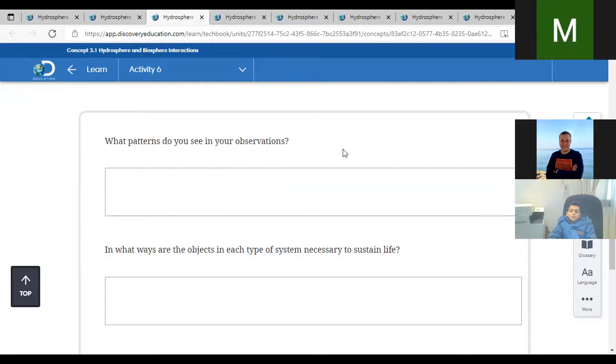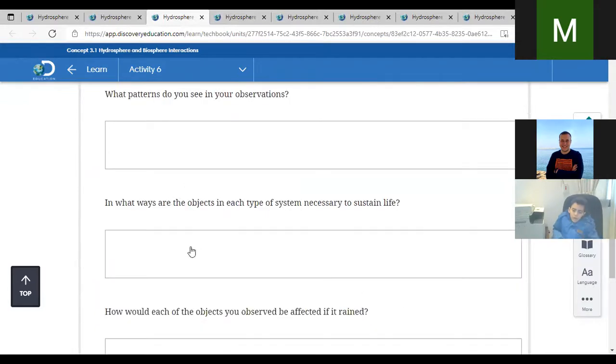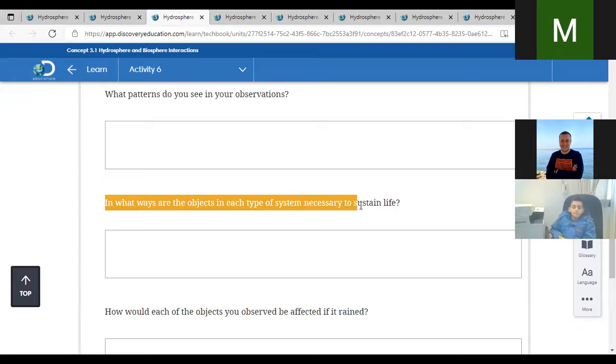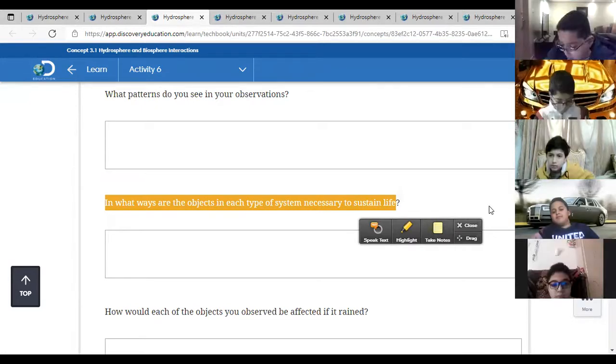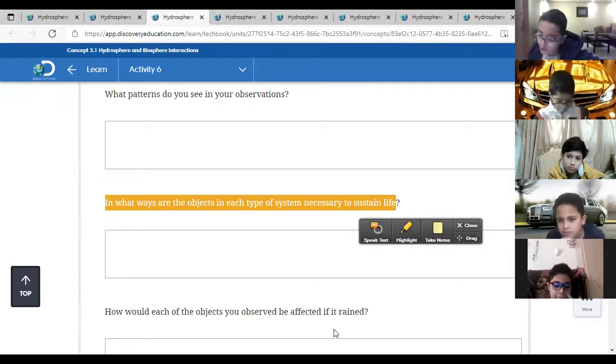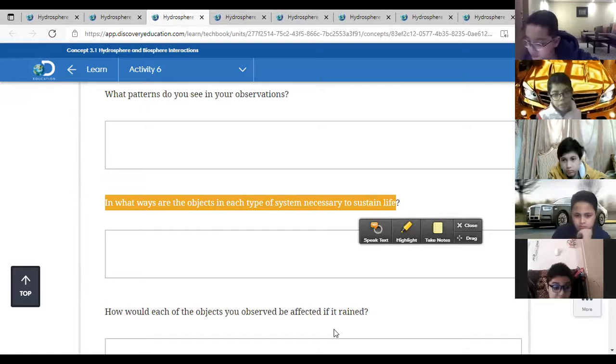What patterns do you see in your observations? We already saw the biosphere, geosphere, hydrosphere, and the lithosphere. Then, in what ways are the objects in each type of system necessary to sustain life? What is the importance of each system of these? Can anyone tell? What is the importance of the land, the water, the air, and the living things.